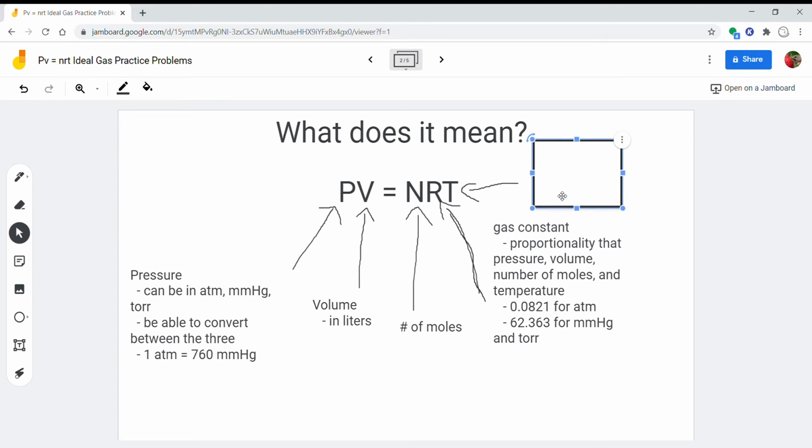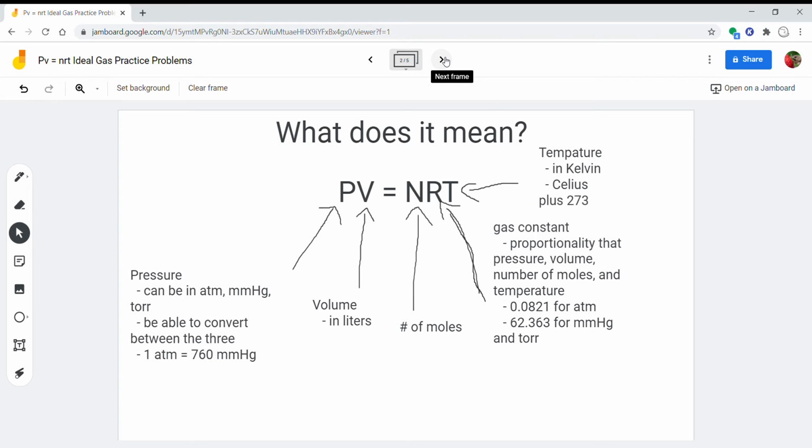And temperature, it's pretty easy. Just make sure you always put it in Kelvin. And if the problem gives you Celsius, then make sure to add 273 so you can get it to Kelvin. Let us go into the practice problems now.